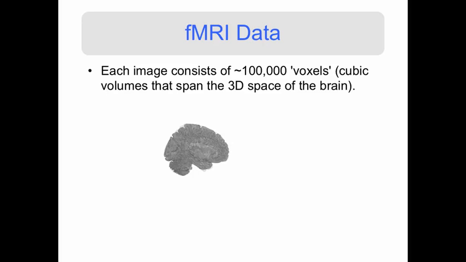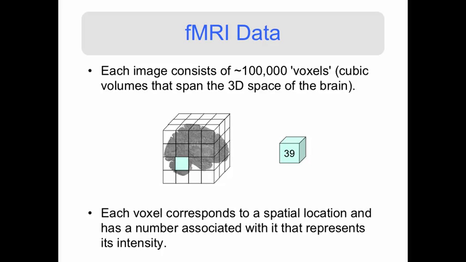So what does fMRI data look like? Well, each image consists of roughly 100,000 different volume elements or voxels. These are cubic volumes that span the three-dimensional space of the brain. So let's consider that we have a brain and we split it up into 100,000 different boxes of equal size. These are the voxels. Each voxel corresponds to a spatial location in the brain and also has a number associated with it that represents its intensity. In this little cartoon image here, I put the number 39. We'll talk more about what this intensity means later on.